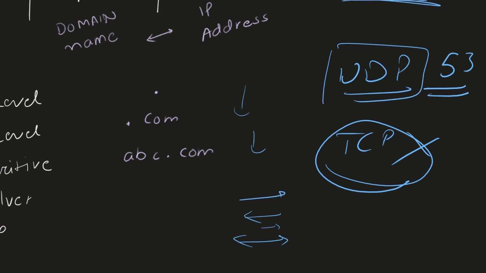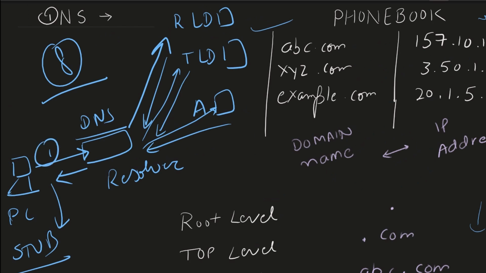In UDP there is no concept of a handshake. So suppose this is the first packet, it goes to the resolver, then the second packet goes to the root level domain, then the third packet is coming back and it gets lost, and we are using TCP. So what will happen, another 3-way handshake will happen, 3 additional processes, then it will come back to the resolver, then it will again go to the top level domain.